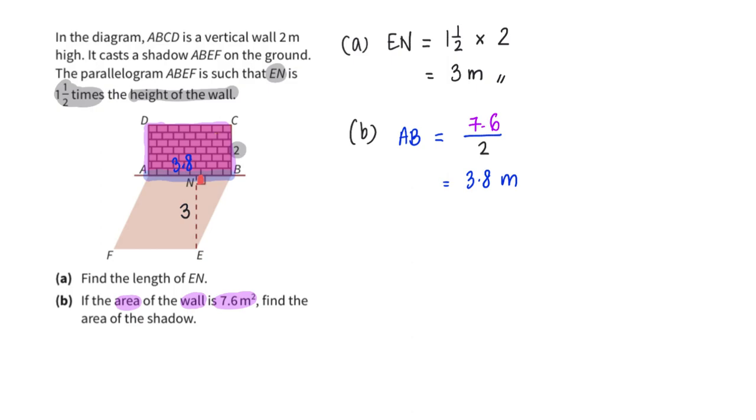So with that, if we are going to apply our area of the parallelogram, so the area of ABEF is therefore equals to the base 3.8 multiplied by the height 3 meters. And therefore that will give me a value of 11.4 meters square.